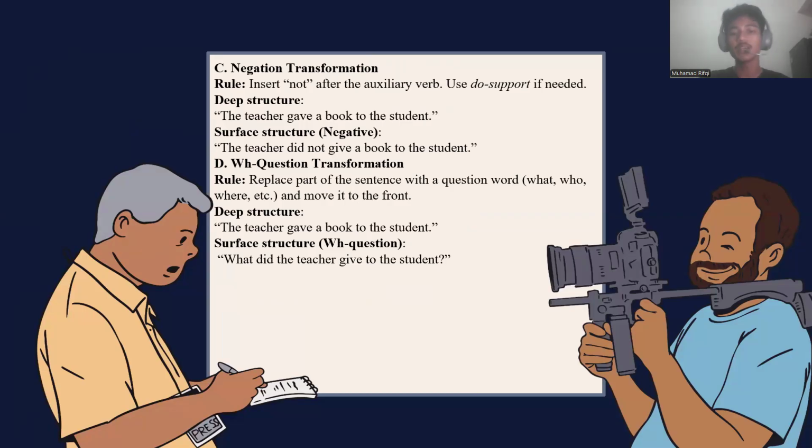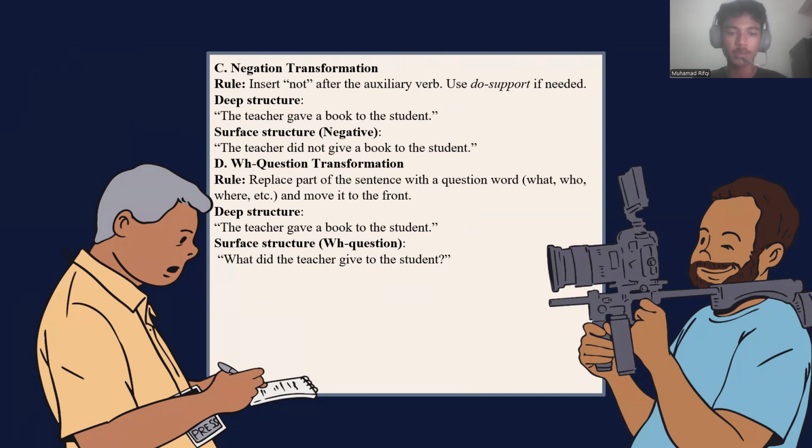Next, the negation transformation: insert not after the auxiliary verb, and use do-support if needed. Again, the deep structure, the teacher gave a book to the student, becomes, as a surface structure negative, the teacher did not give a book to the student.